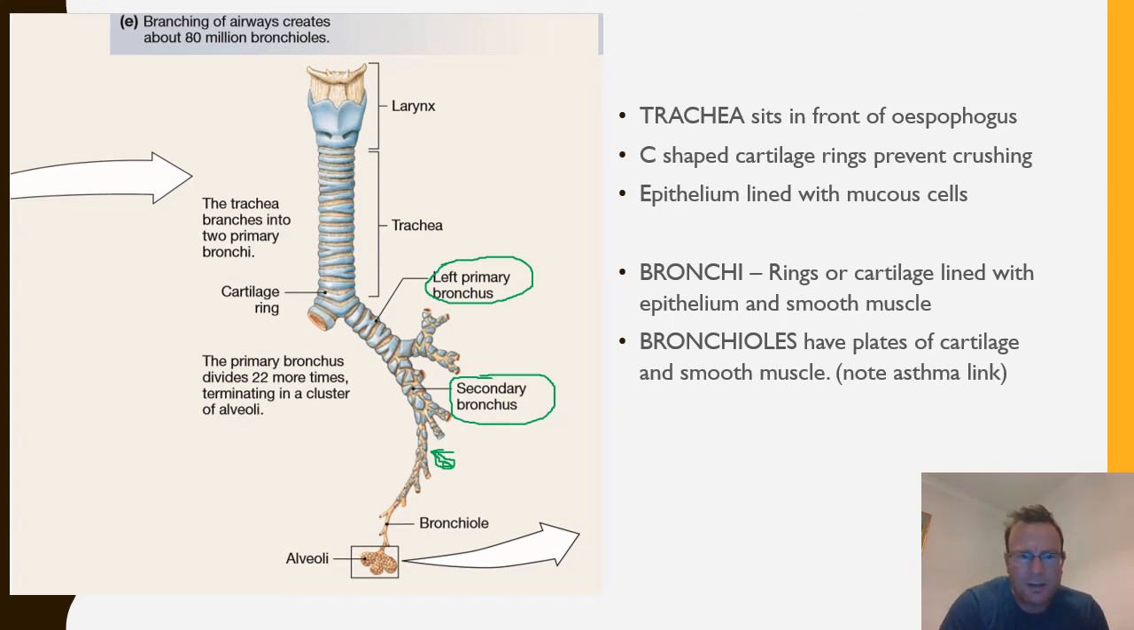So you can see that whole bronchial tree gets smaller and smaller until we end up at the sites of gas exchange, which are the alveoli at the bottom. And we'll discuss those, I think it's in the second presentation. I'll go through those in a bit more detail.